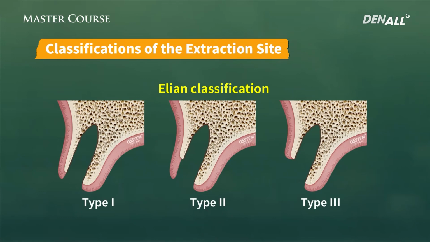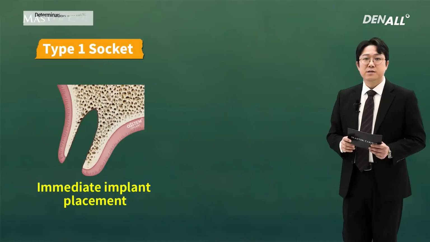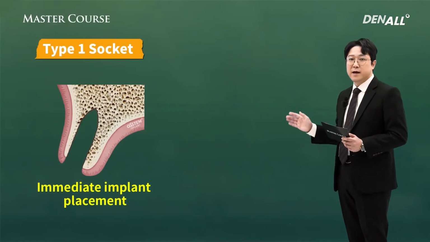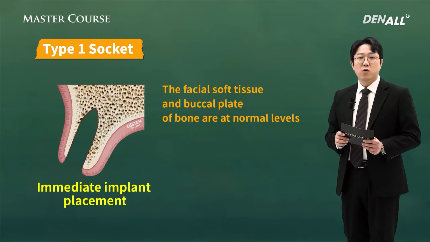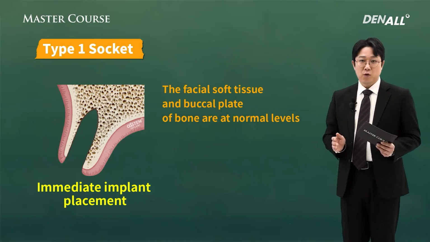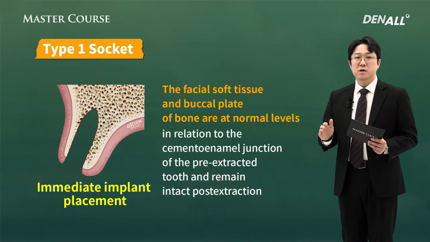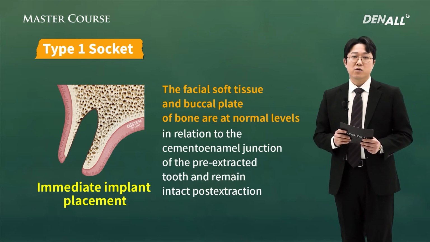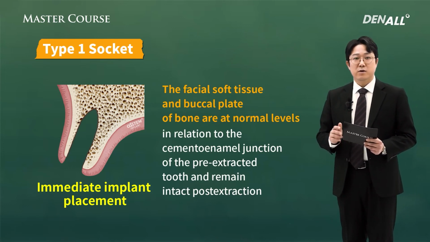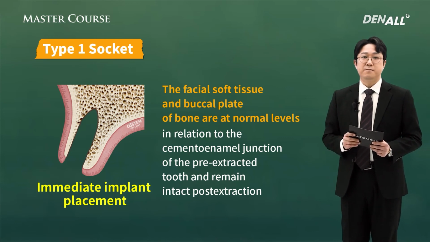There are multiple classifications for extraction sockets, so I'm going to talk about Elian's classification. Elian described three different classifications depending on bone resorption and soft tissue resorption, and let's look at each. Type 1. There is no bone and soft tissue resorption, and even if there's a lesion, it is limited to the apical area. This is what we call a sound extraction socket.